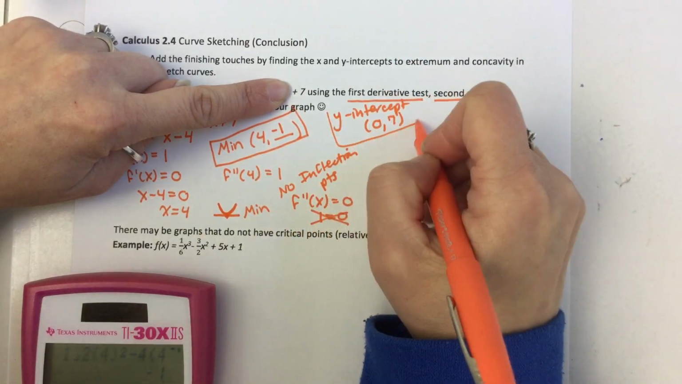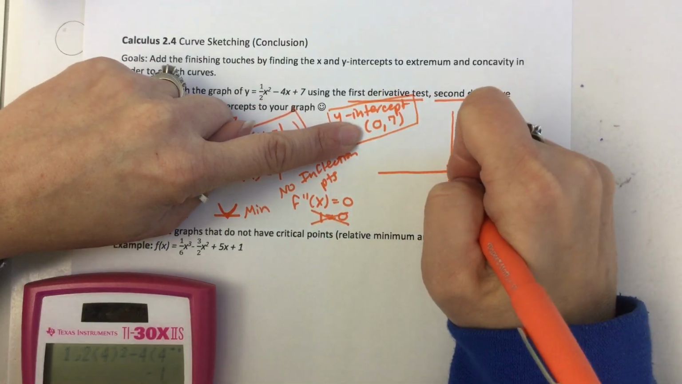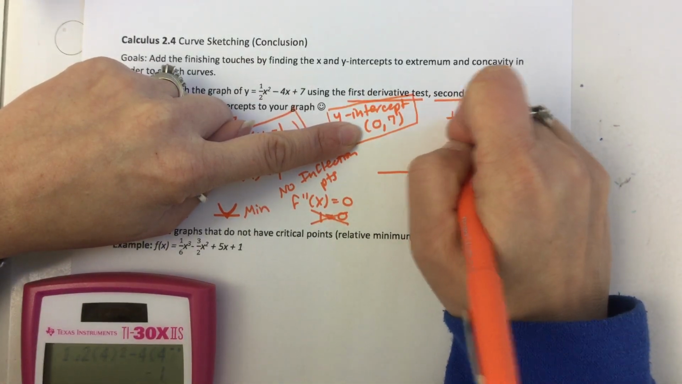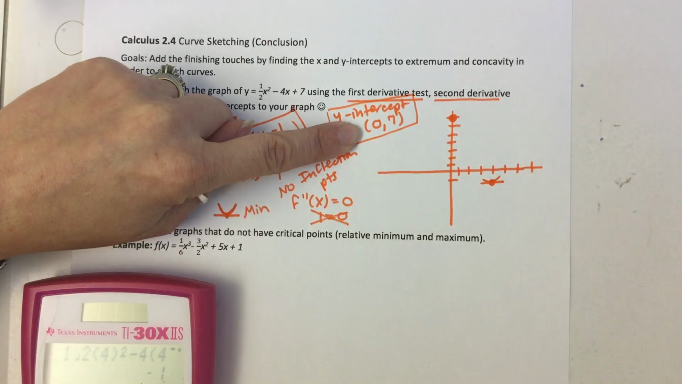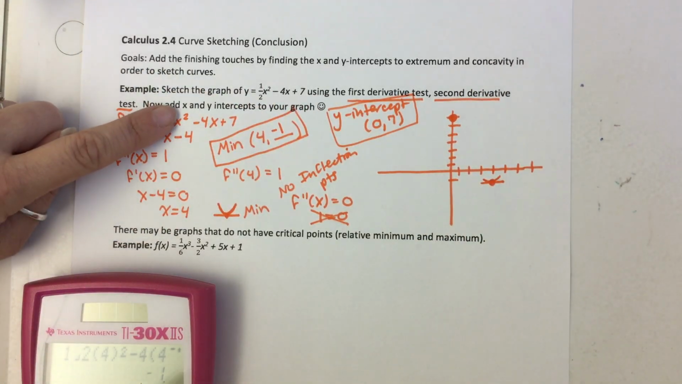So here's another point I can graph. 0, 7. 1, 2, 3, 4, 5, 6, 7. Hey, we got another point. Yes. Okay. Now x-intercepts. X-intercepts are your zeros.